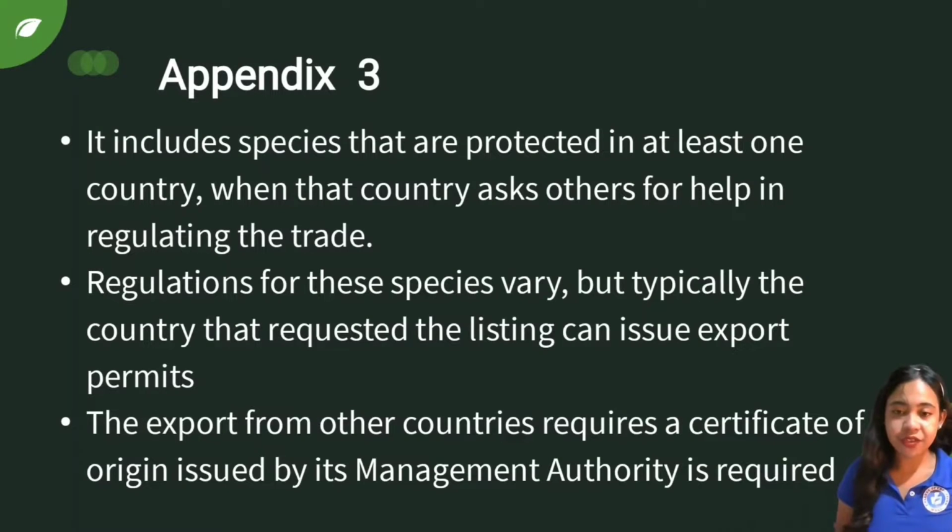And lastly, for Appendix 3, it includes species that are protected in at least one country when that country asks others for help in regulating the trade. Second, regulation for these species varies, but typically the country that requested the listing can issue export permits. And lastly, export from other countries requires a certificate of origin issued by its management authority as required.